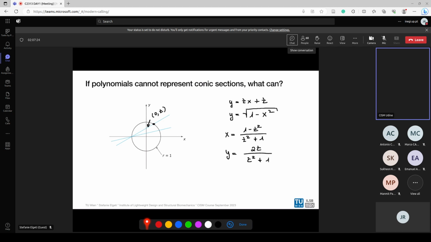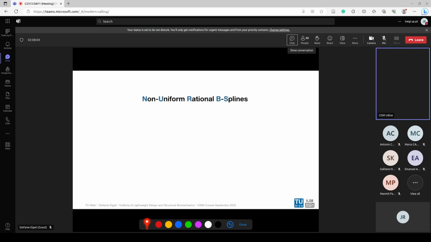And what we see here is that we have rational polynomials. So we have this denominator of t squared plus 1 in both cases. So polynomials cannot represent a circle, but rational polynomials can. And this is the idea of NURBS, that now we have rational polynomials as basis functions. So NURBS are our solution.